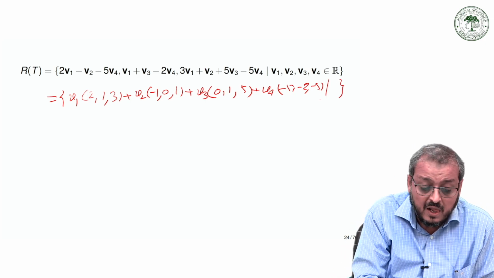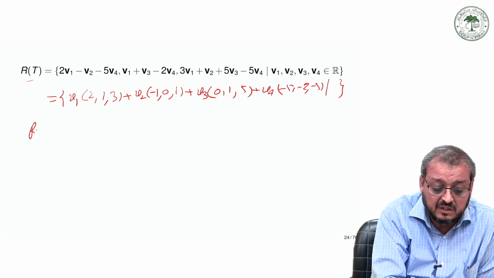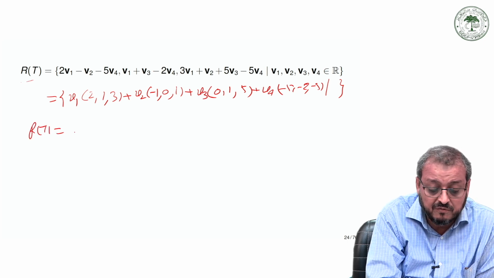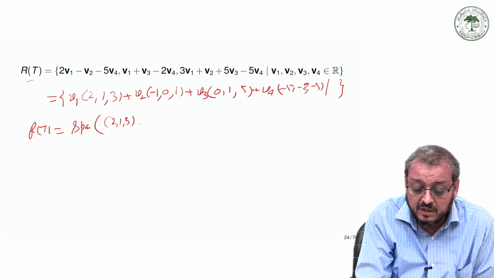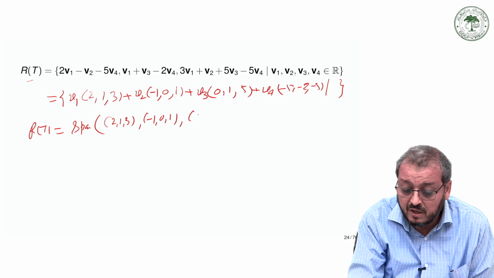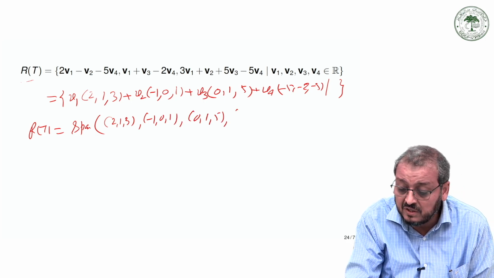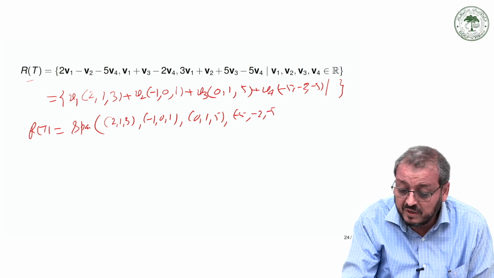So this means we can say simply that the range of T is written in the form of a span of these elements: (2, 1, 3), (-1, 0, 1), (0, 1, 5), and (-5, -2, -5).